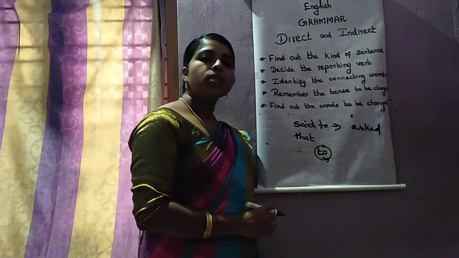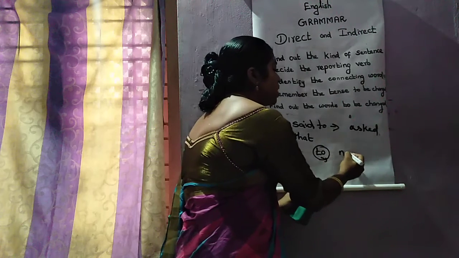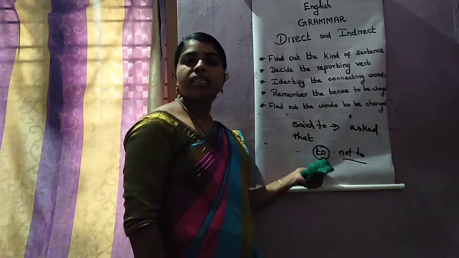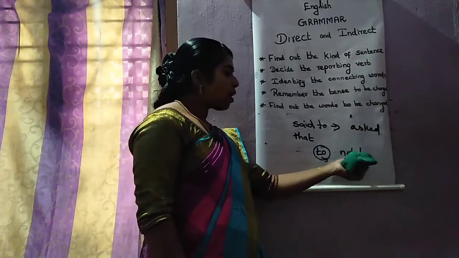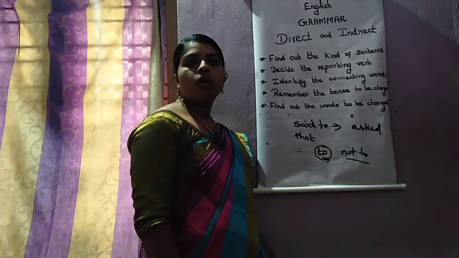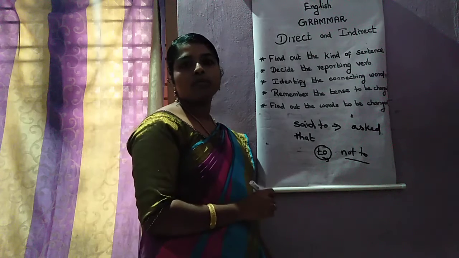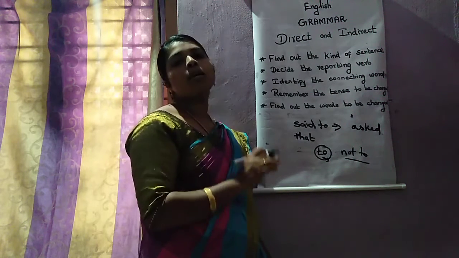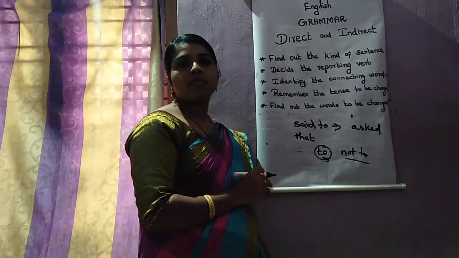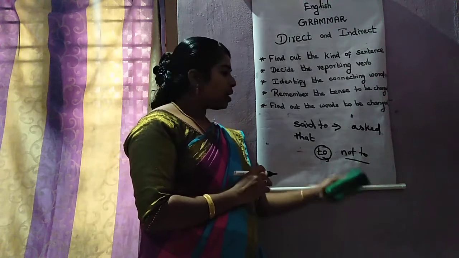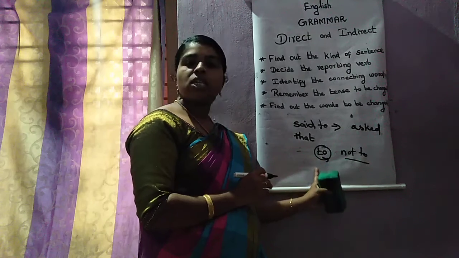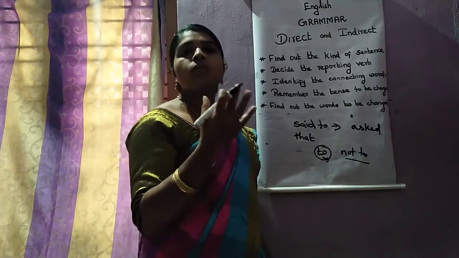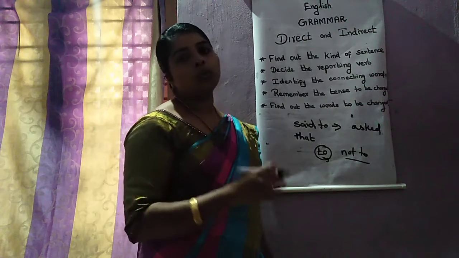If it is a negative sentence, we will use the connecting word "not to". For a positive sentence, we will use the connecting word "to". For example, "Don't scribble on your notebook." The teacher advised not to scribble on your notebook. Got it? If it is a positive sentence, we will use "to". If it is a negative sentence, we will use "not to".